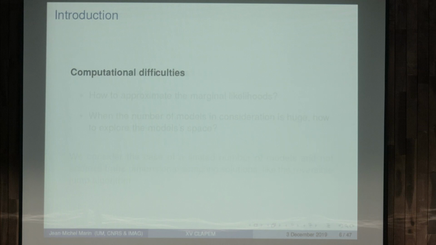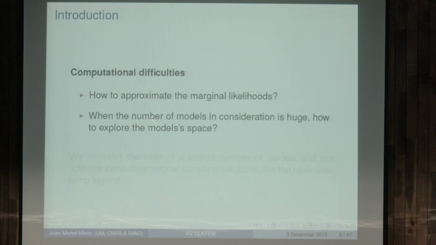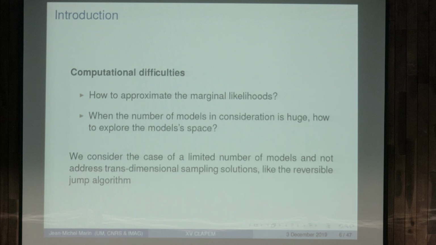And you have also some specific computational difficulties. The one I will address today is how to approximate the evidence, that is the integrated likelihood here. And also, but this is not specific to the Bayesian paradigm, when the number of models in consideration is huge, you have to find a clever way to explore the model space. For this talk, I will consider that we have a limited number of models and not address the transdimensional sampling, like transdimensional MCMC, reversible jump algorithm, to explore the model space. So you have a moderate number of models, and for each model, we will try to approximate the marginal likelihood.